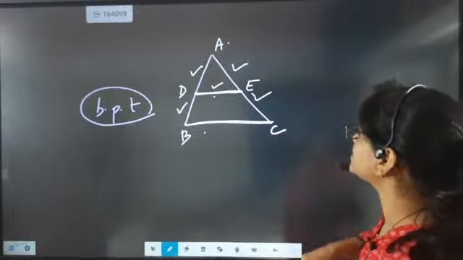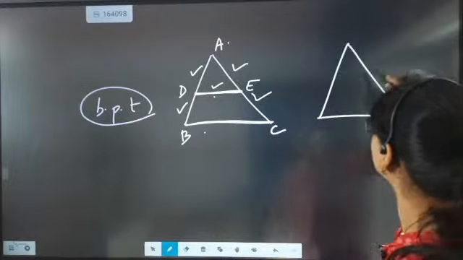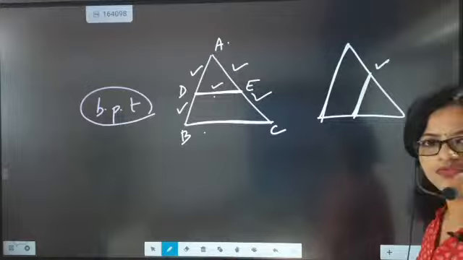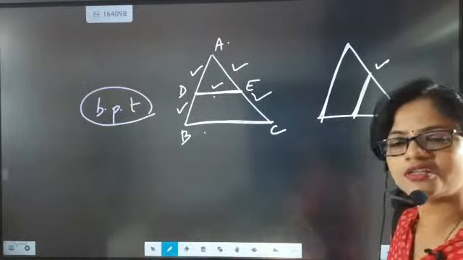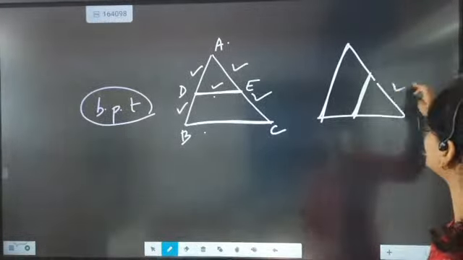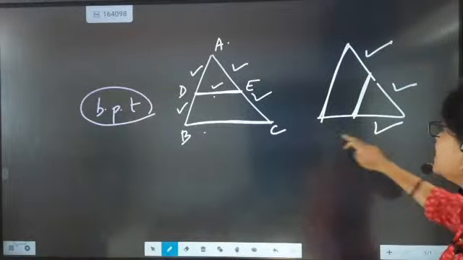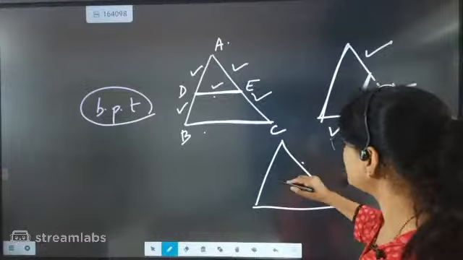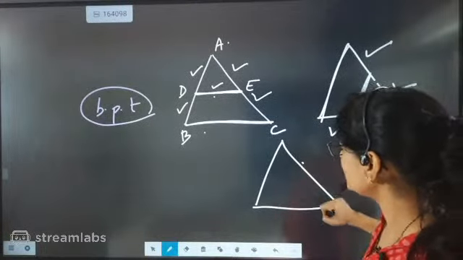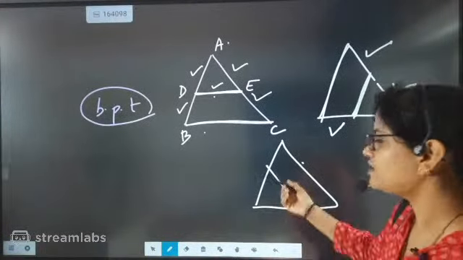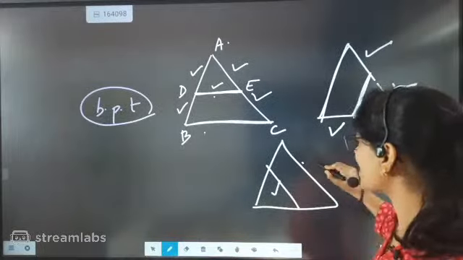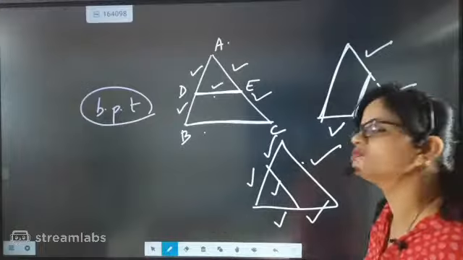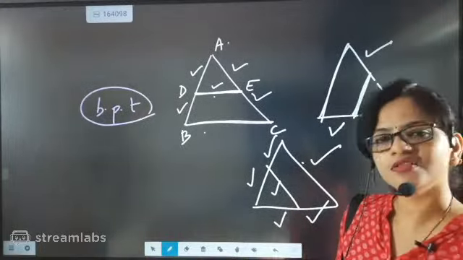Then if somebody asks you, okay, you are telling this much, now you tell me this side is parallel to this, then you will say you are changing the side. That does not mean that the concept is going to change. Then this side will be proportional to this side, and this side will be proportional to this side. And if somebody tells you, hey, we are going to draw like this, then you will say the concept is the same. If this is parallel to this, then this side will be proportional to this side, and this side to this side, and this is BPT, and this is BPT.